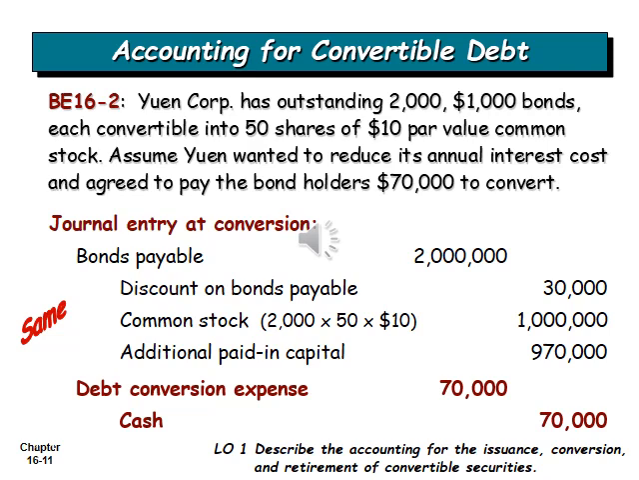In this case, we will record the same entry as before, which is debit bonds payable 2 million, discount on bonds credit for 30,000, common stock credit for 1 million, additional paid in capital credit by the difference, which is 970,000, and we have to record the conversion expense, which is the additional amount paid to the bondholder in order to convert their bonds into common stock. So we say debt conversion expense debit for 70,000, credit cash for 70,000.